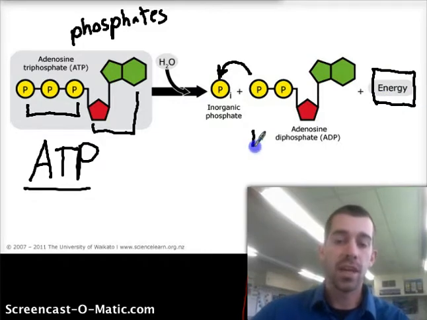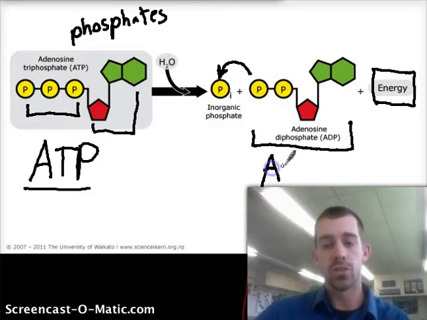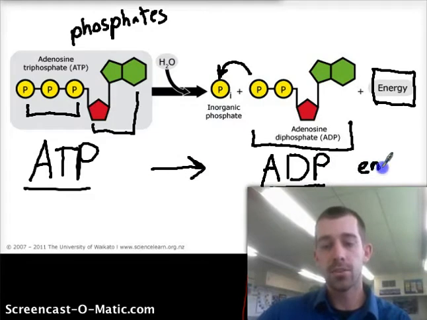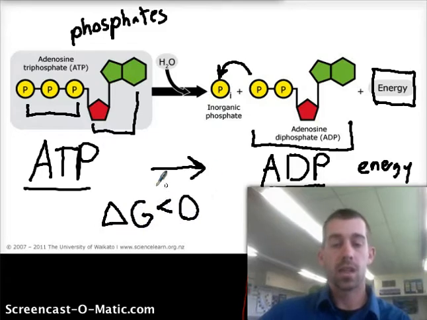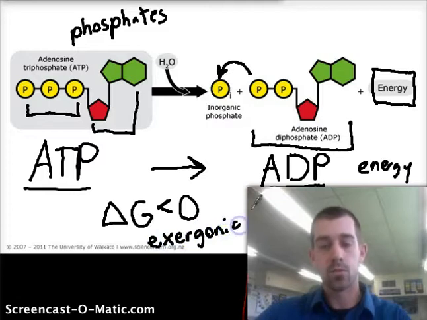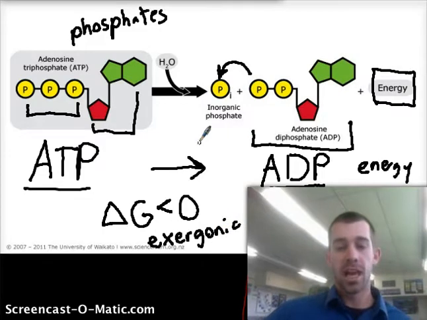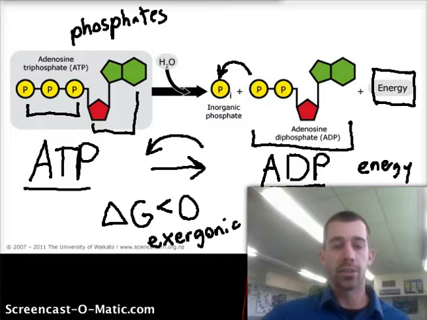And that creates an adenosine diphosphate. Notice it's only got 2 phosphates, which is also known as ADP. Right? So the conversion of ATP to ADP releases energy. Therefore, since energy is being released, delta G is going to be less than 0, and that makes this an exergonic reaction. Living things also go the other way. They input energy and turn ADP back into ATP in an endergonic reaction.